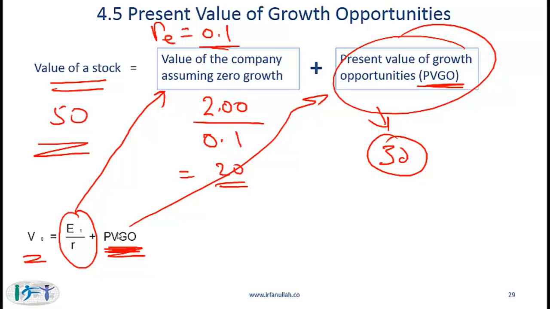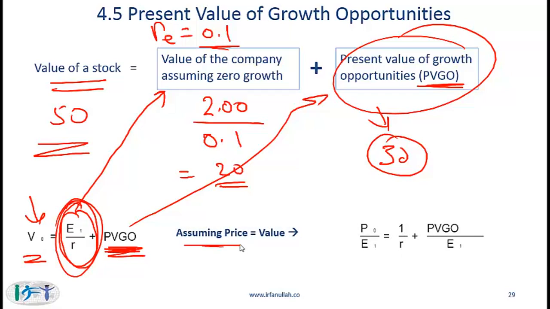And what do I mean by that? You have the value, you compute E1 over R, which is a simple perpetuity formula, and then the difference of V0 and E1 over R is your PVGO.